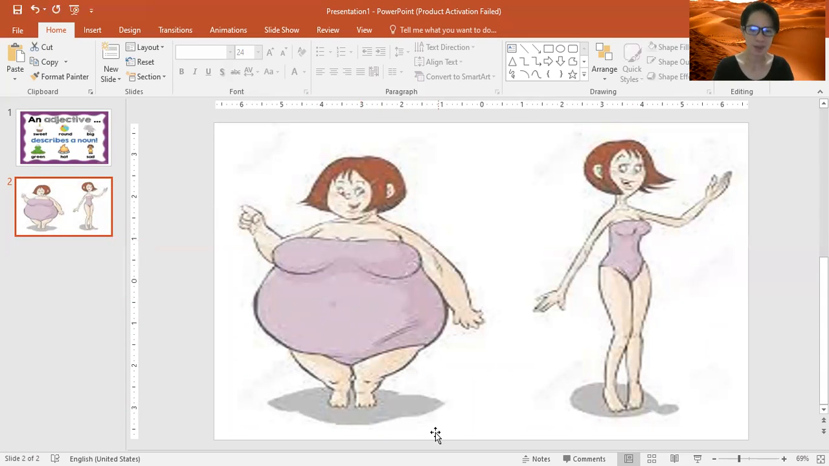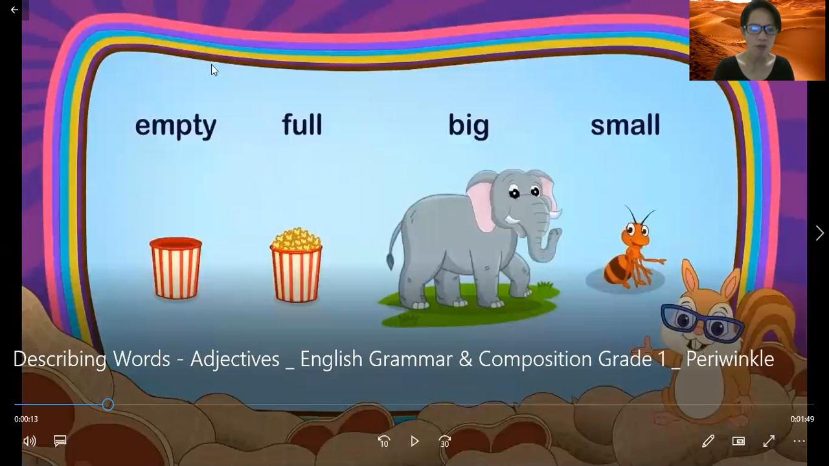All right, so let's proceed. Okay, so as we go further, I'm going to show you a video about an adjective so that you can understand more. Okay, so we have there empty, full, big, and small. Empty, full, big, small. Okay, so the word empty describes this object. Empty is an adjective. Full describes this object. It's full. The word full is an adjective. Big describes the elephant. The word big is an adjective. Small, small ant. The word small describes the ant. Okay, so small is an adjective.